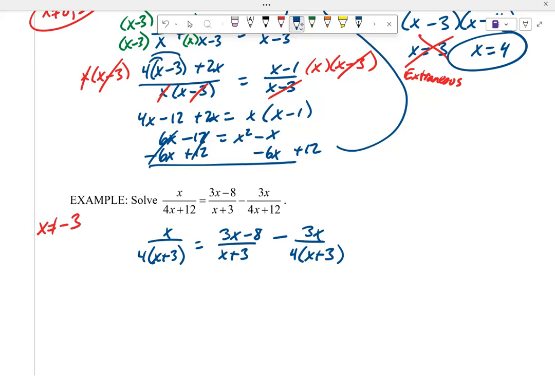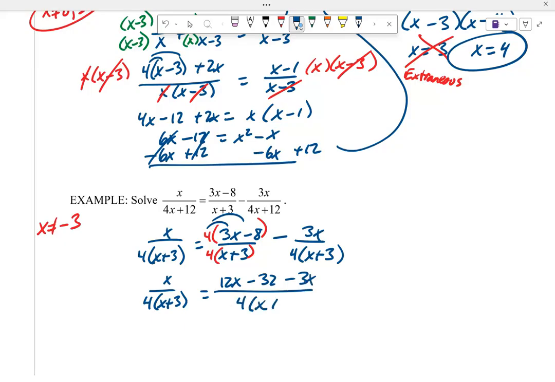Notice this one's just missing a 4. And so the common denominator would be 4 times quantity x plus 3 there. And so we've got x over 4 times quantity x plus 3 equals, I'm going to distribute that, 12x minus 32 minus 3x. This is all over that common denominator 4 times x plus 3. So we're going to go ahead and multiply both sides times 4 times x plus 3. And notice those all will cancel nicely for us. So we've got x equals 12x minus 3x is a 9x minus 32.